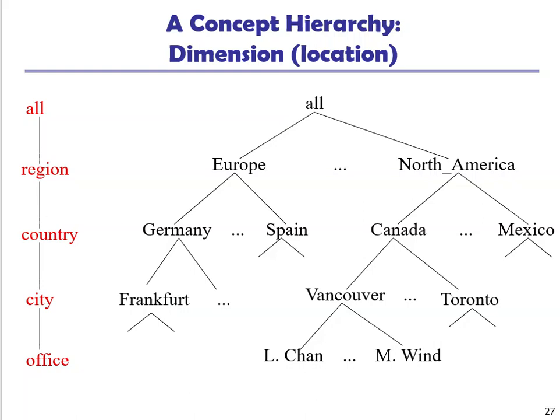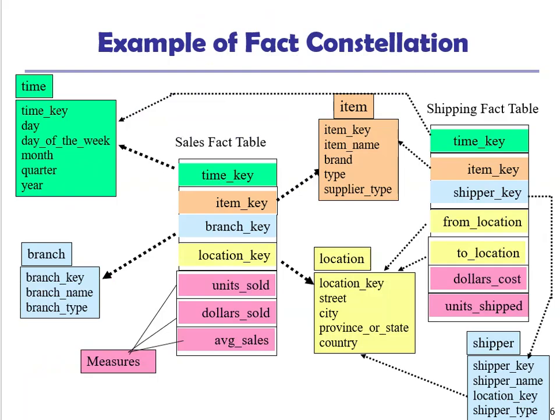And dimension tables often have those kind of concept hierarchy. So, for example, branch name is very specific, but branch type is already at the upper level. It can potentially be used as a way to aggregate multiple branches that belong to the same branch type.